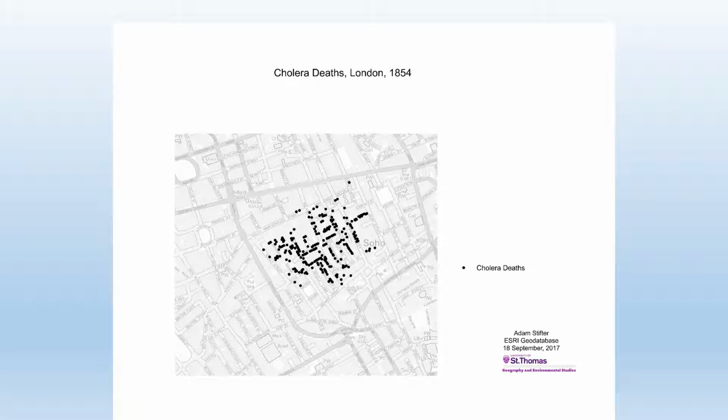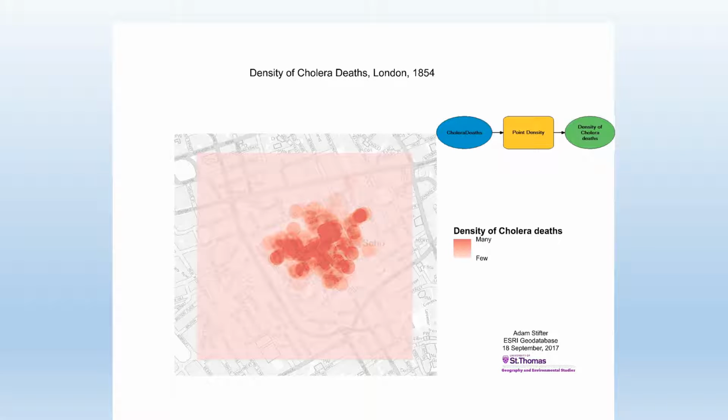On the slide now is a map of London 1854, specifically the area known as the Golden Square. Here's the same map with cholera deaths. Each black dot represents one death. You can see it's concentrated in this rather small area. And thanks to the point density tool, we can see where these deaths are really concentrated. Keep this area in mind.